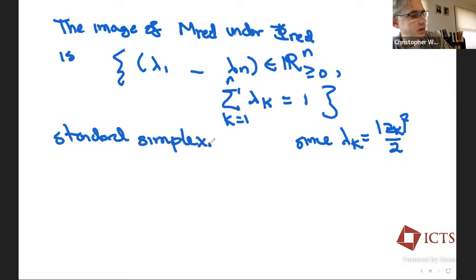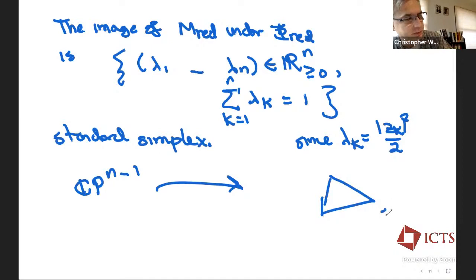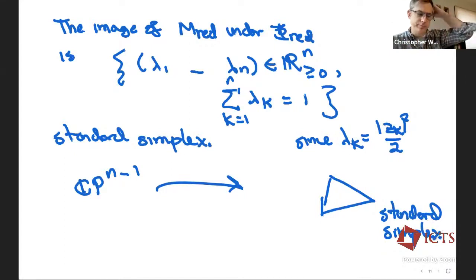And so I can think of CP n minus 1 as mapping to this standard simplex by the moment map. And each one of these faces corresponds to some locus where one of these coordinates is equal to 0.